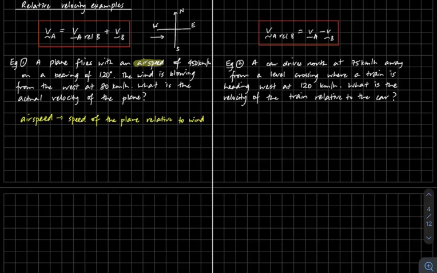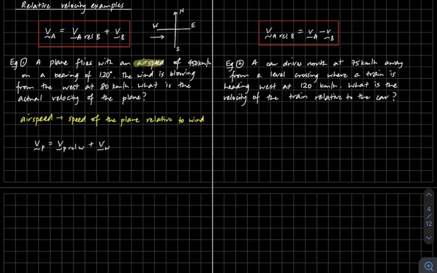Alright, so we're trying to find the actual velocity of the plane. It might be helpful to write our rule first. So the velocity of the plane is going to be equal to the velocity of the plane relative to the wind plus the velocity of the wind. And those are the two bits of information that we're given, aren't we? So the airspeed with its bearing gives us the velocity of the plane relative to the wind.